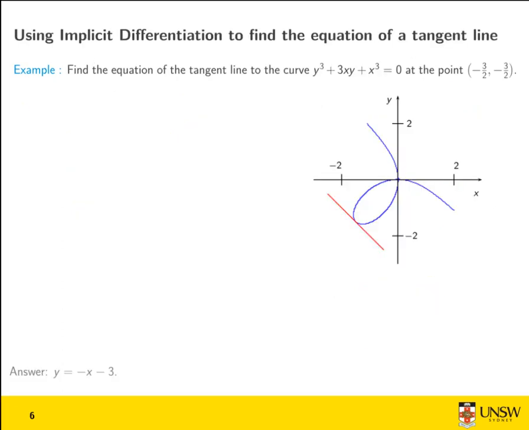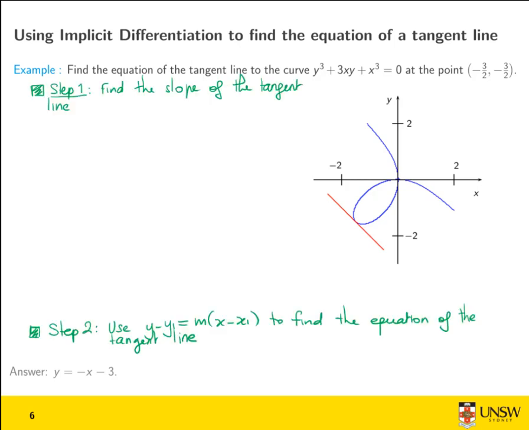Let's now see on an example how implicit differentiation can be used to find the equation of a tangent line. The steps to find the equation of a tangent line are always the same. Step 1, you find the slope of the tangent line using the derivative at your point of interest. Step 2, use the point slope form of the equation of a line to find the equation of the tangent line. You got the slope, the gradient from step 1, and the point of interest is given in the question.